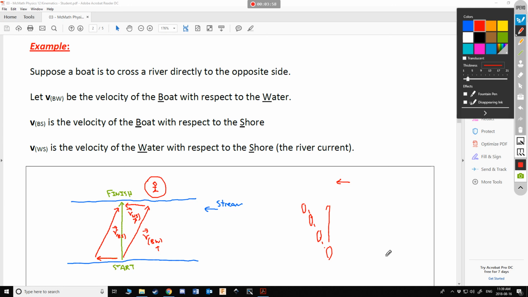However, because in this case the boat is angled against the river and the water is traveling left, it's pointing in this direction, but it's actually going to travel straight up. So the boat is going to be angled in the direction it's facing, but it's going to travel straight across that river.